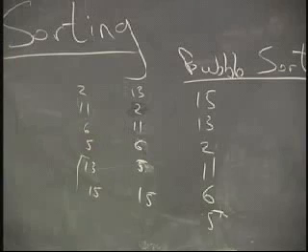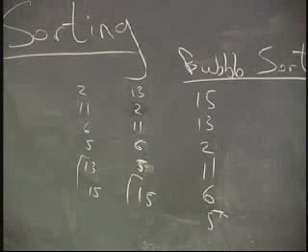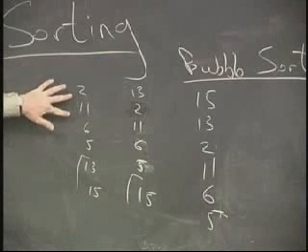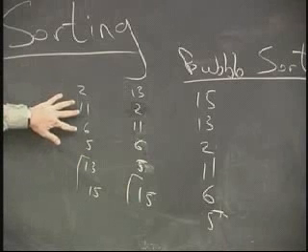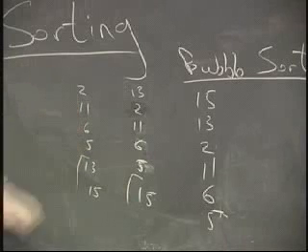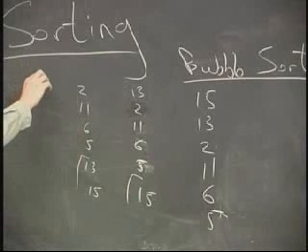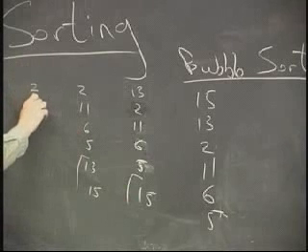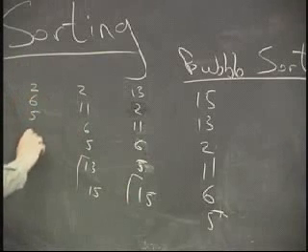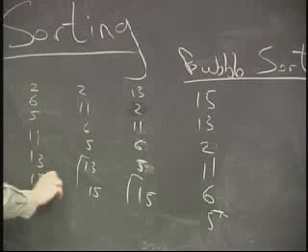So I'm just going to make a little box here to show that that area is already sorted. Okay, 15's right, 13, 15's right. The next bubble phase, 2 and 11, that doesn't switch. 11 and a 6 would switch. The 11, 5 would switch. So it looks like 2, 6, 5, 11, 13, 15.